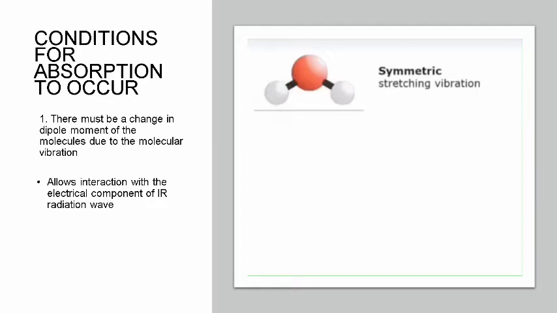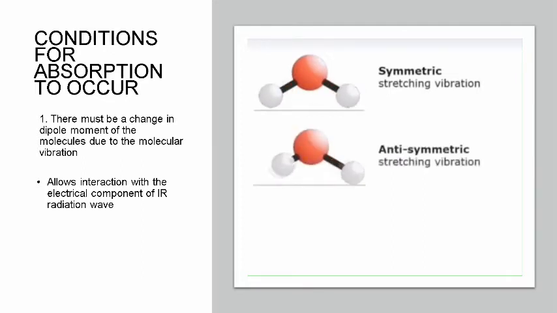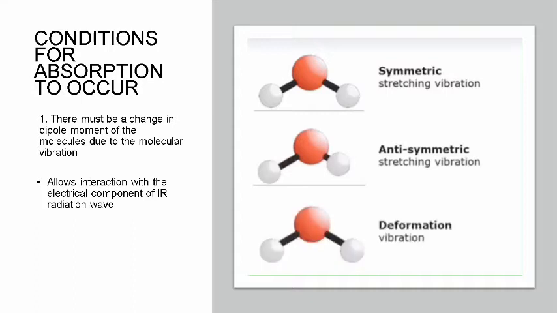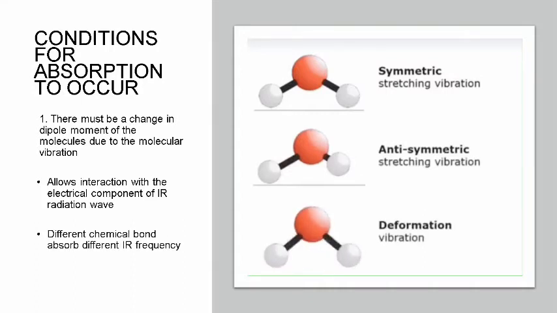The first one is that there must be a change in dipole moment of the molecules due to the molecular vibration. It will allow the interaction with the electrical component of IR radiation wave. The dipole moment change will cause symmetric vibration, antisymmetric vibration, and also deformation. Different chemical bonds will absorb different IR frequency.